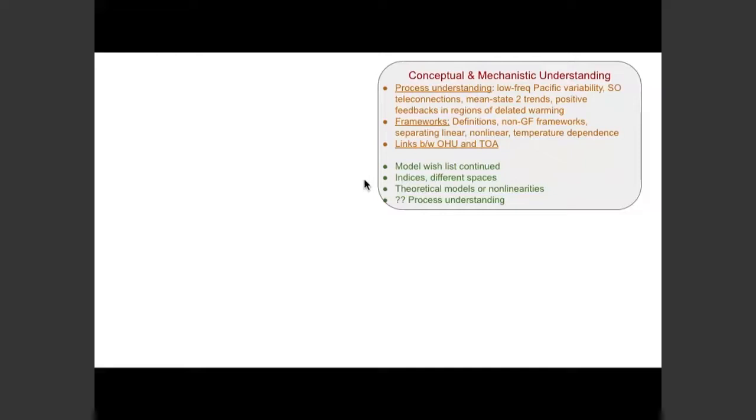And how far should we move our understanding of ocean heat uptake away from the global mean temperature that sets it to also more of a pattern thinking? And the wish list continues.